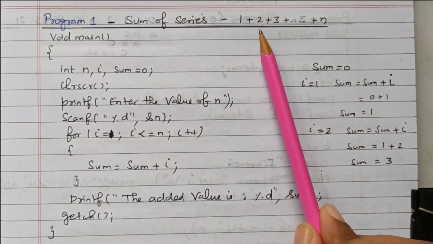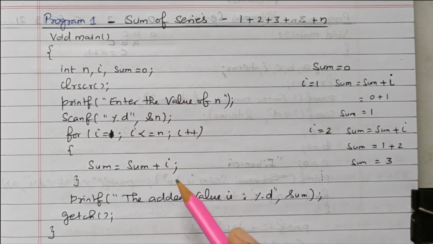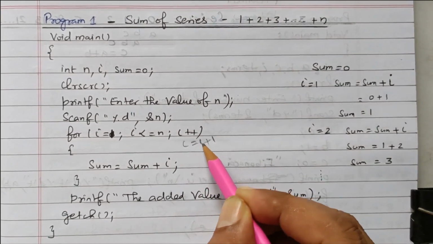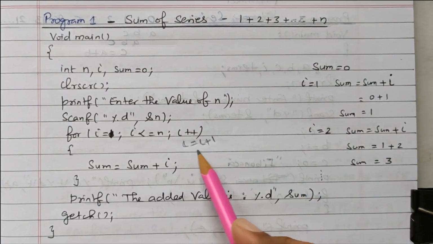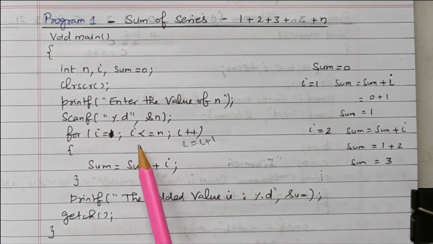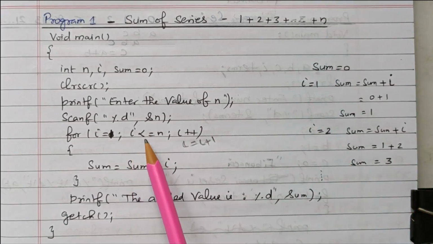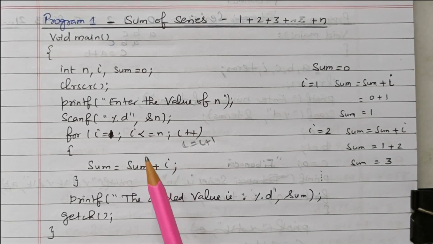1 plus 1, 2, 2 plus 1, 3. So i plus plus. What is the meaning of i plus plus? i equal to i plus 1. With that, 1 will be added to the i value. Right. Then what is the condition? Condition is up to n. Right. i less than or equal to n. n is also included, so less than or equal to n.